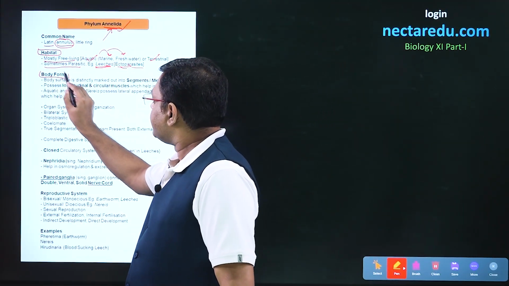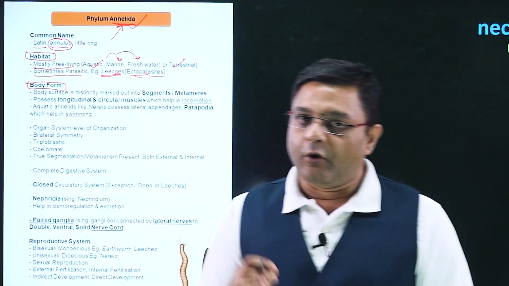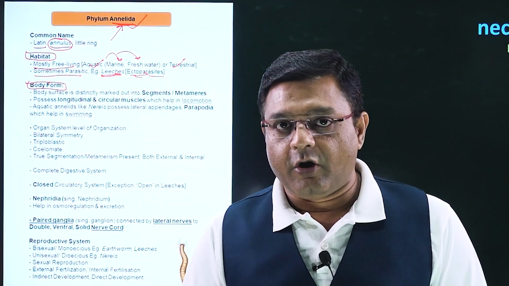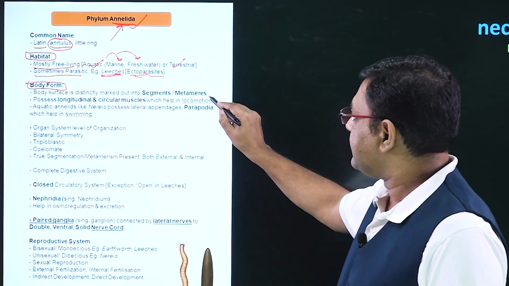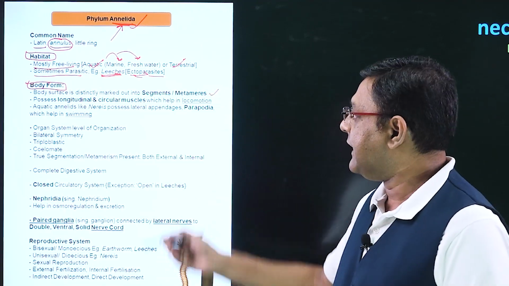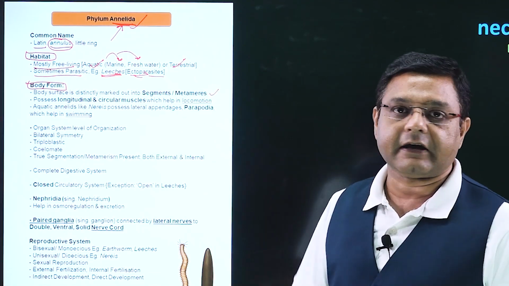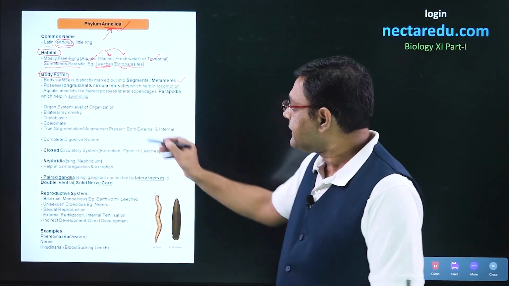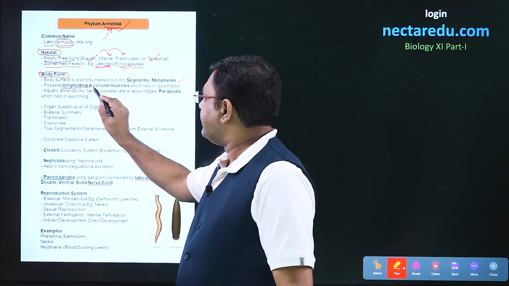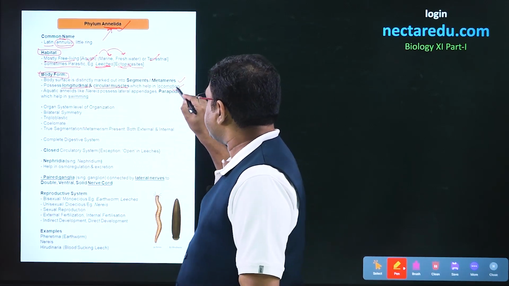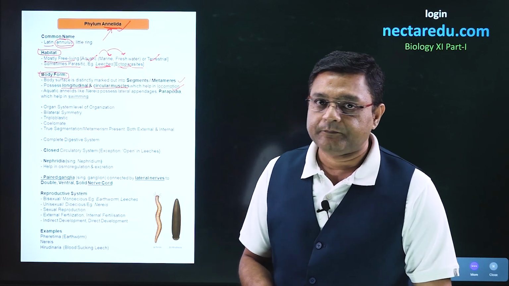Next, talking of the body form. Now, the body is divided into small segments and the segments are called metameres. That is why we say that true segmentation or metameres is found in the case of phylum Annelida. Now, annelids have longitudinal and circular muscles which help in locomotion.